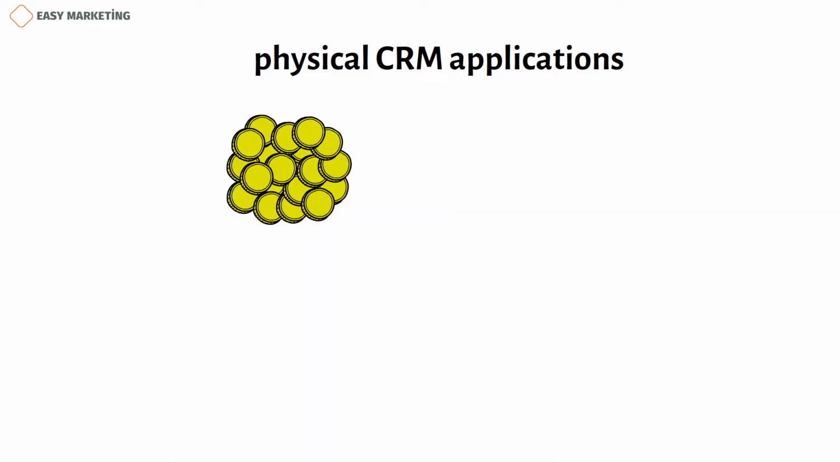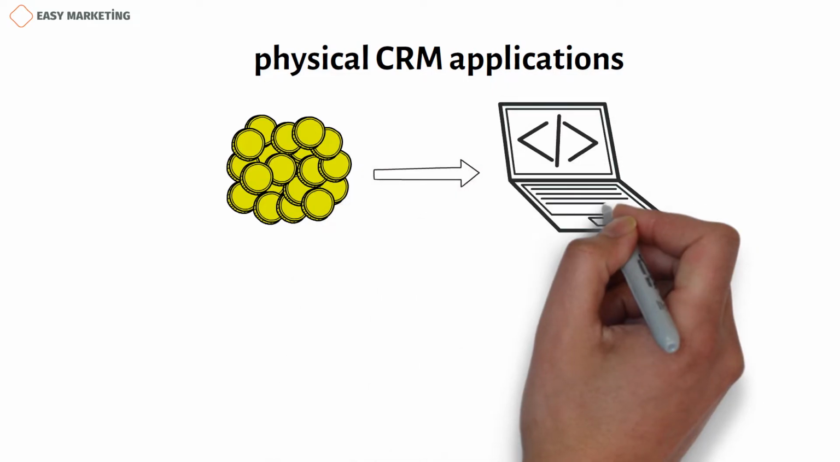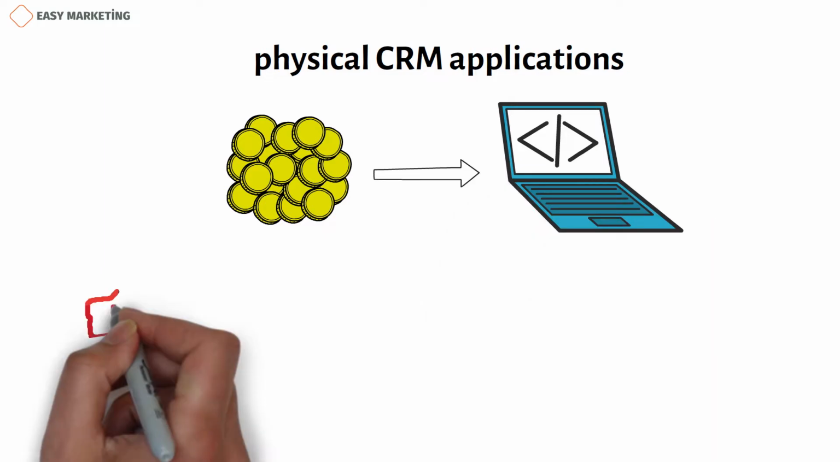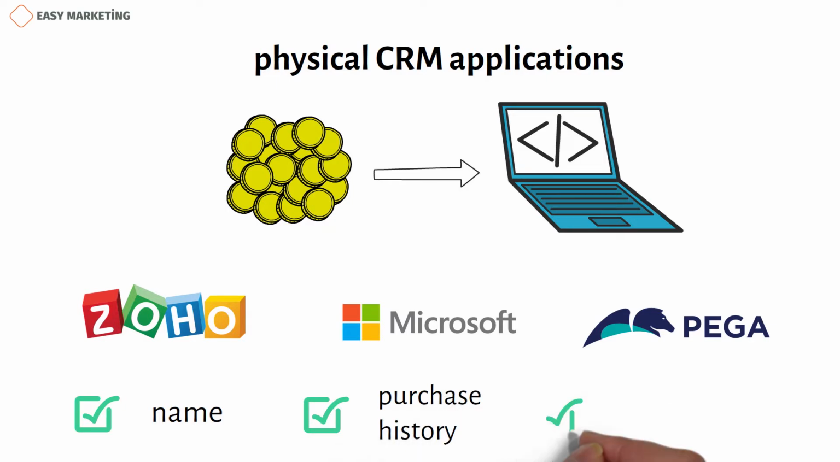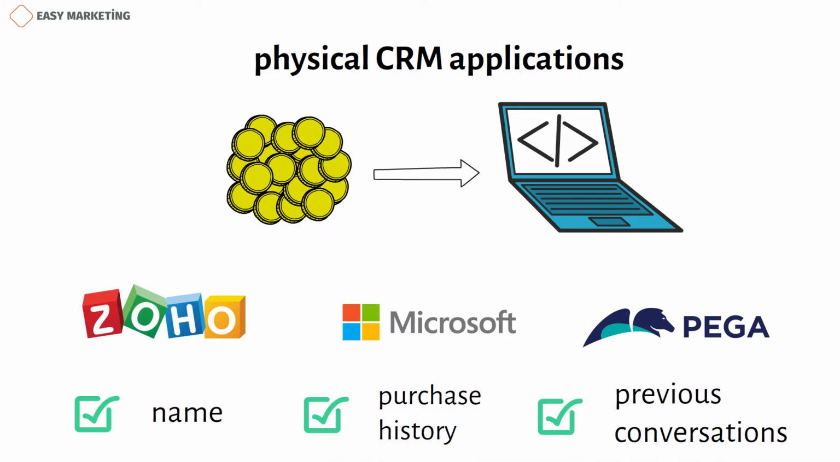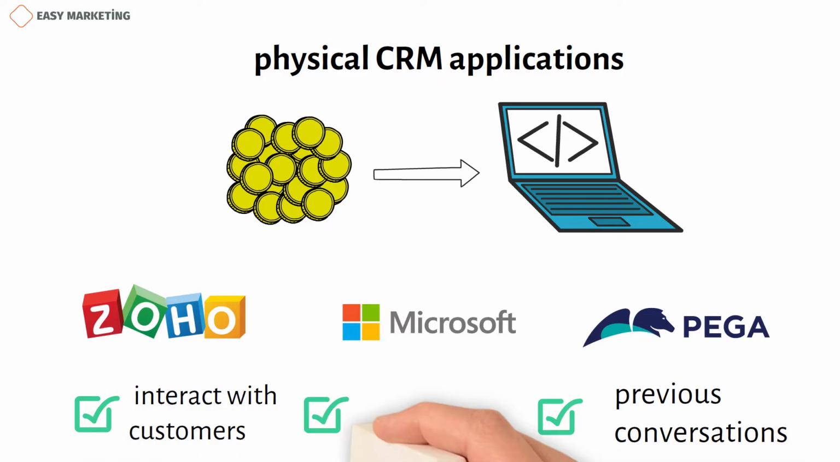The first is physical CRM applications. Physical applications mean that after you pay for the application, the company that sells the application sends its employee and they install the CRM application on your computer. Physical CRM applications are sold by companies such as Zoho, Microsoft, Pega, and a number of others to aggregate certain customer information and make it accessible. Such information includes the customer's name, purchase history, previous conversations with a customer service representative, etc. This information helps the company interact with customers, anticipate customer needs, and increase sales.